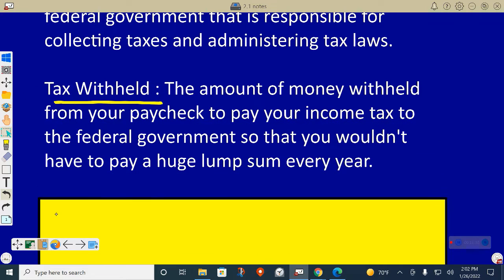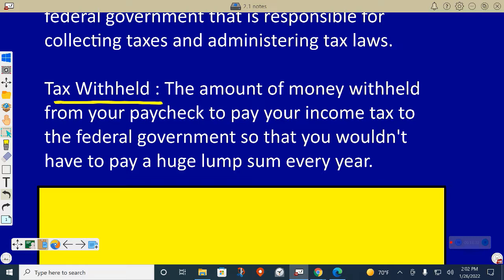Tax withheld. Go and turn that off, please. Tax withheld is the third word. The amount of money withheld from your paycheck to pay your income tax to the federal government so that you wouldn't have to pay a huge lump sum every year. Write that down, I'll explain.